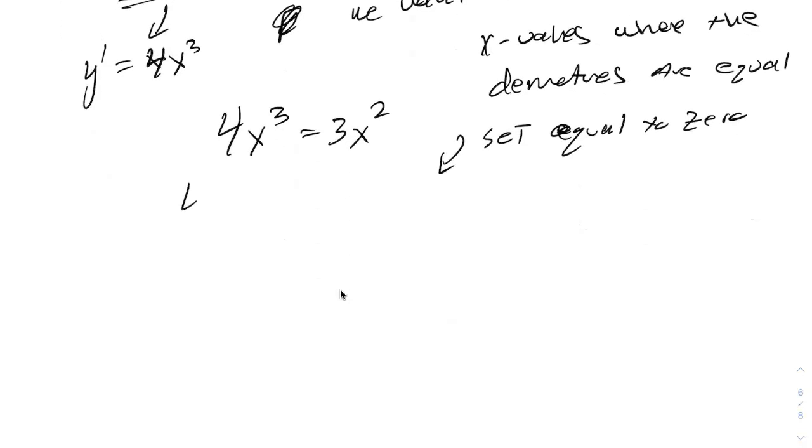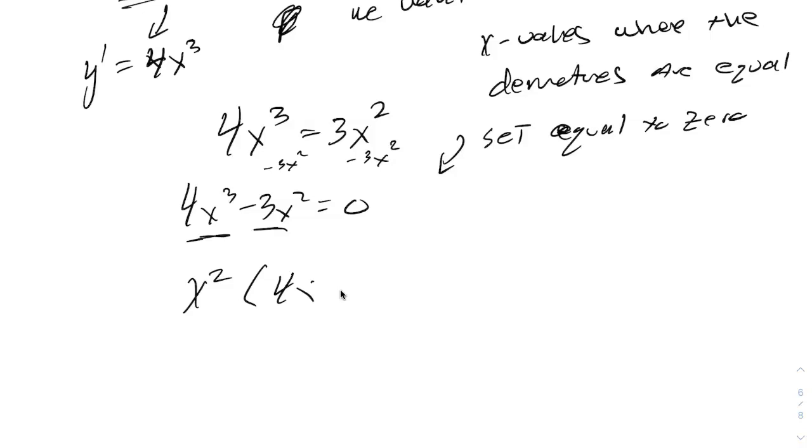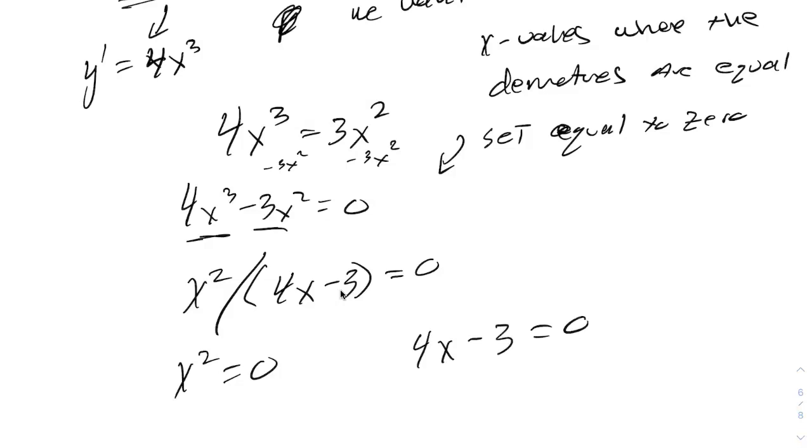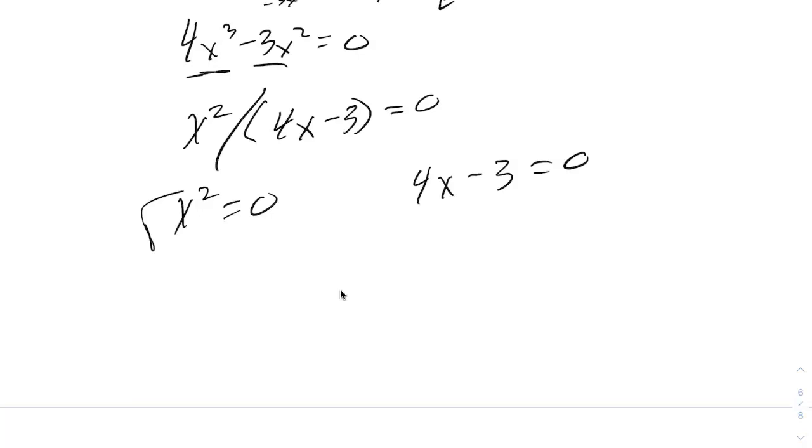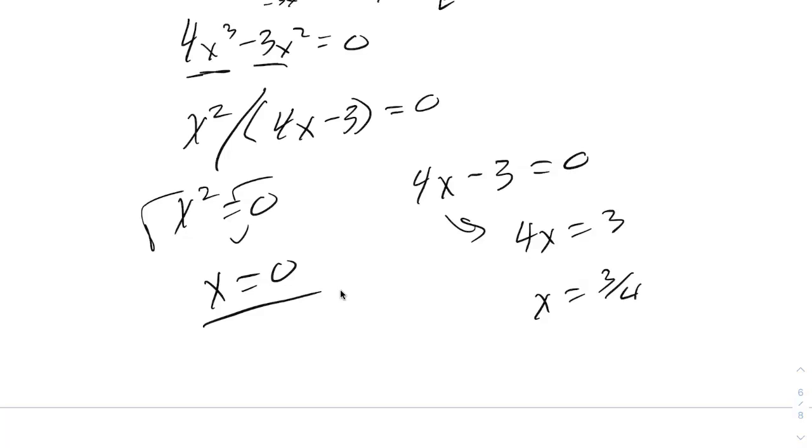So we're going to get 4x cubed minus 3x squared equals 0. Subtract 3x squared from both sides. Then they both have an x squared, so we can factor it out. Then we get x squared times 4x minus 3 equals 0. Split it: x squared equals 0, and 4x minus 3 equals 0. Take the square root here: x equals 0. This is why you can't divide by it. And over here, 4x equals 3, so x equals 3/4. There we go. Done with that problem.